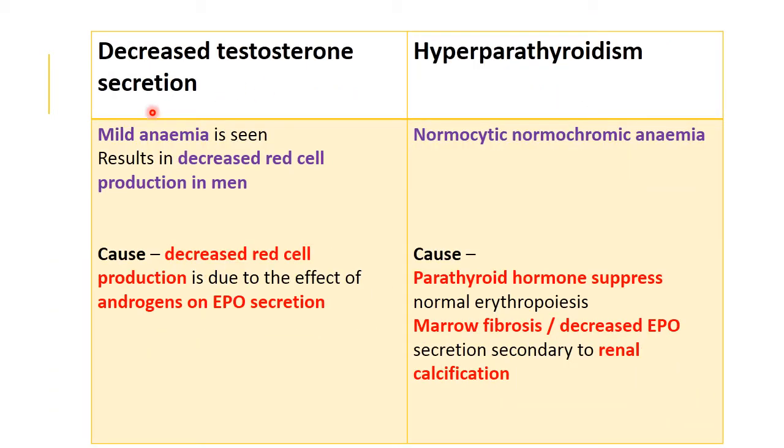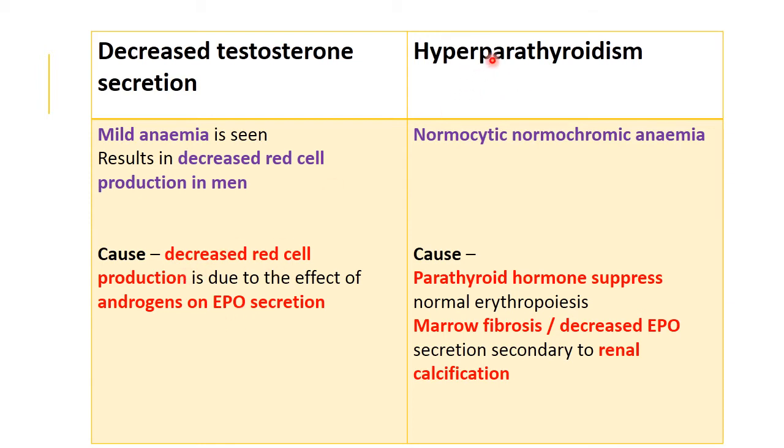Next one, decreased testosterone secretion, which is also a hormone secreted by the testes. Here mild anemia is seen and it results in decreased red cell production in men. Mainly in men this anemia will occur. The cause for anemia is decreased red cell production, where this androgen, that is testosterone, has its effect over erythropoietin secretion. So when the testosterone secretion is less, the erythropoietin secretion is also affected and won't be sufficiently present, therefore it results in anemia.